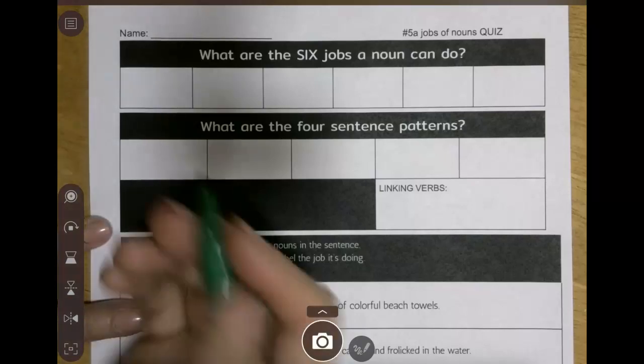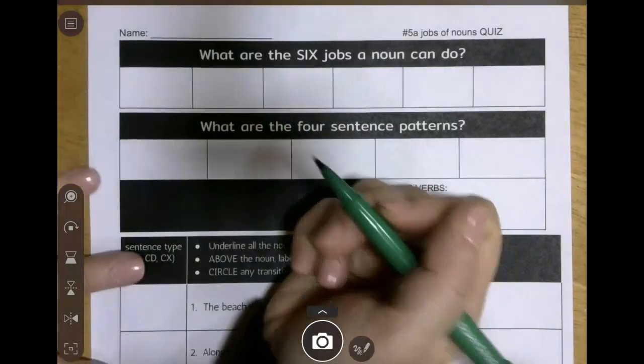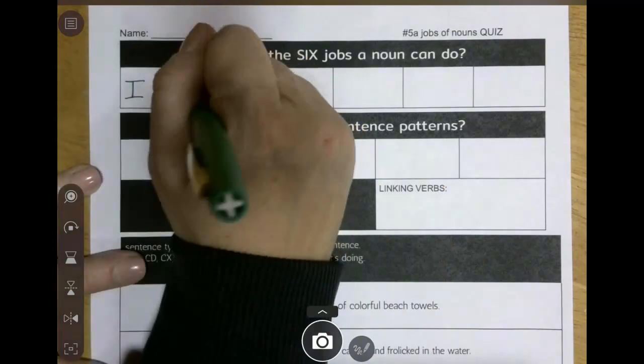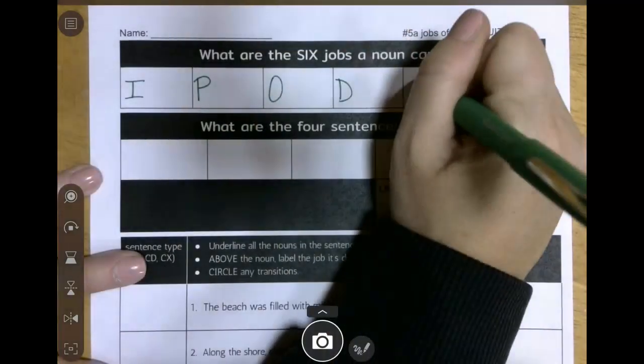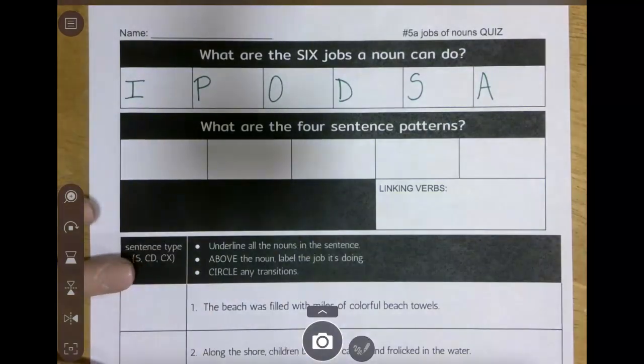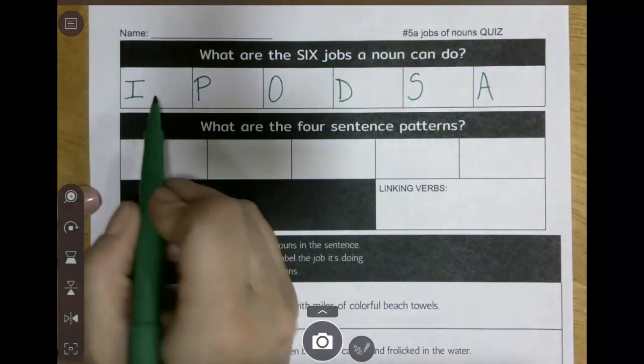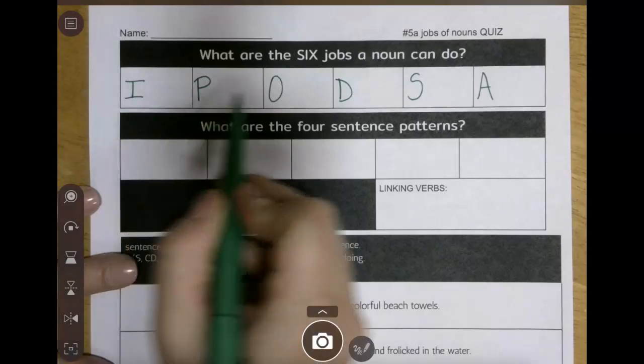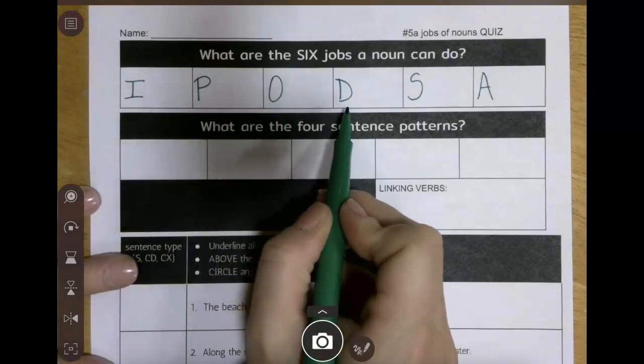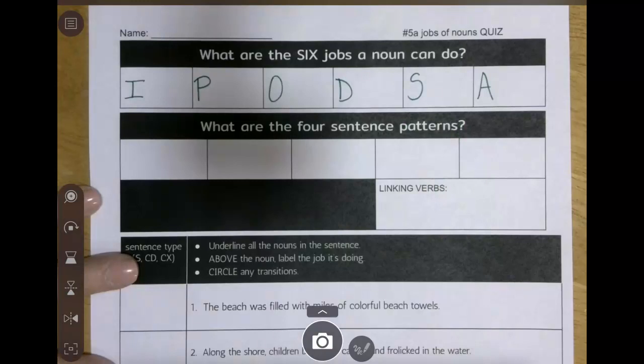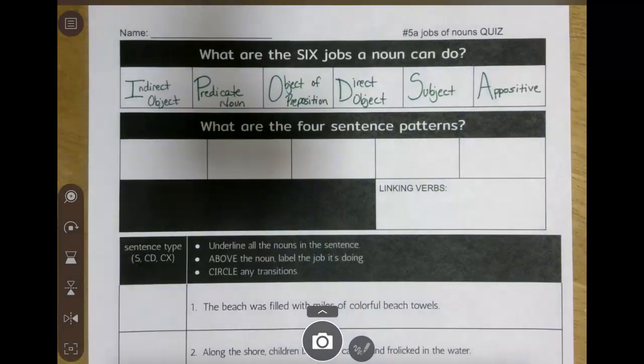So the first thing you should know, what are the 6 jobs a noun can do? We had a little mnemonic to help us remember what they were, and that was IPODSA, which stood for indirect object, predicate noun, object of the preposition, direct object, subject, and appositive. And again, at any point during the screencast, you of course need to pause it so that you can make sure that you're taking complete notes, because this will serve as the study guide that you need to be using to help you prepare for the next part of the quiz.